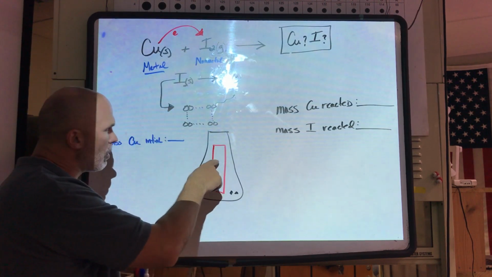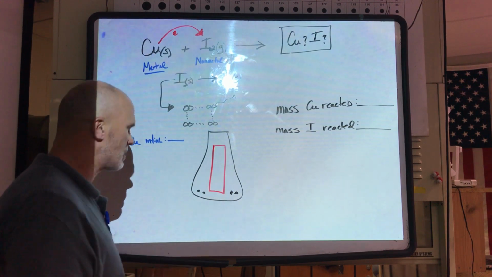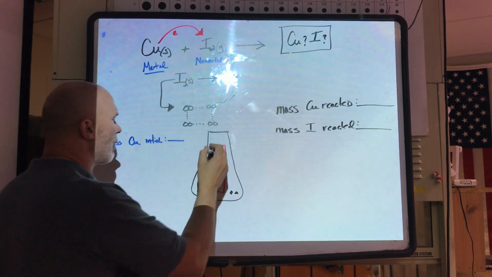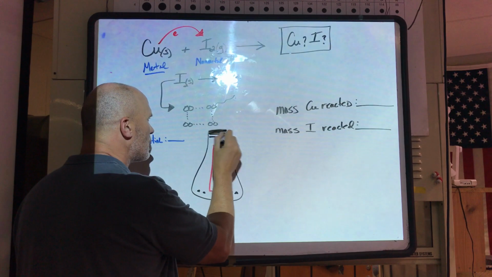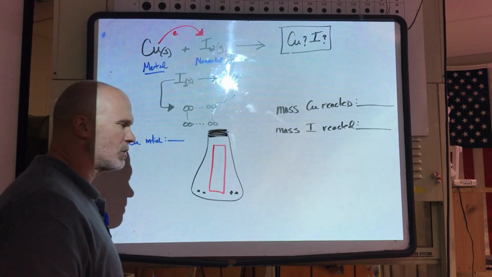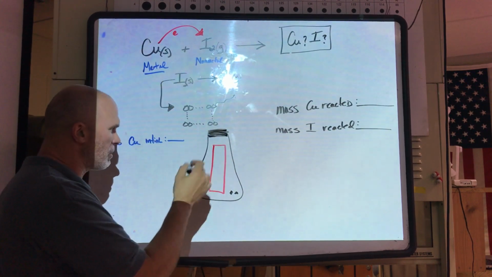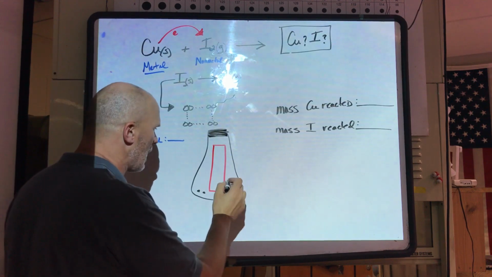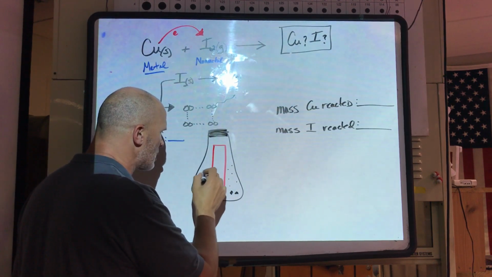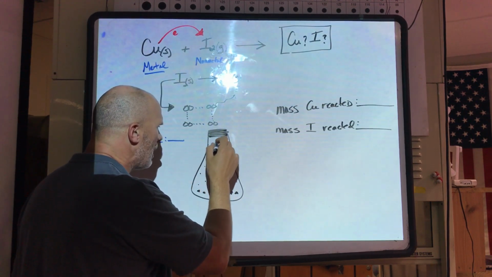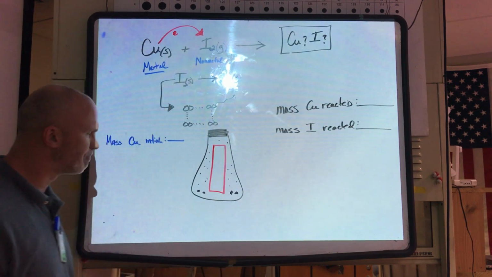Then we're going to expose the copper to the iodine crystals, and then we're going to stopper it. We stopper it because essentially we don't want the iodine gas, of course, to leave. We want to build up and reach equilibrium. So the iodine, which is a beautiful purple gas, is going to do that. Now, it's going to react.